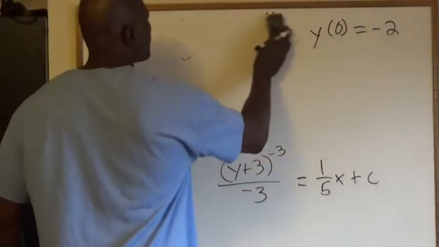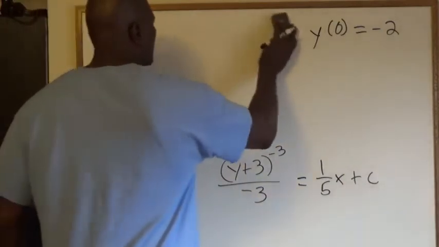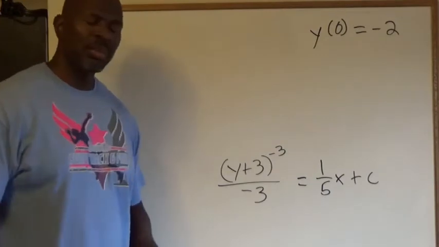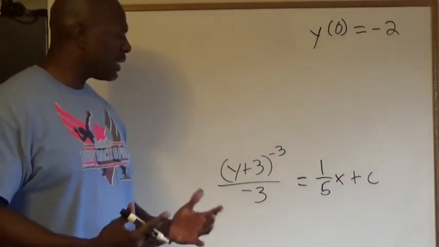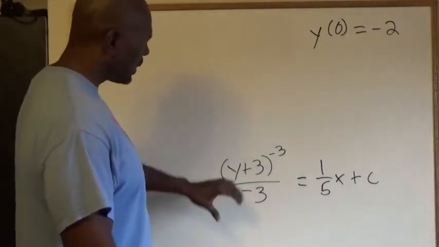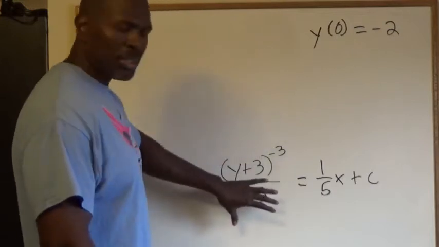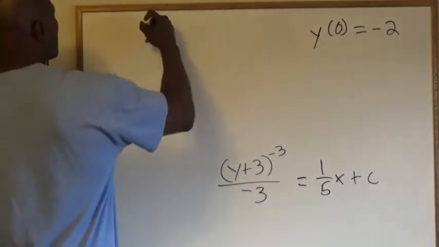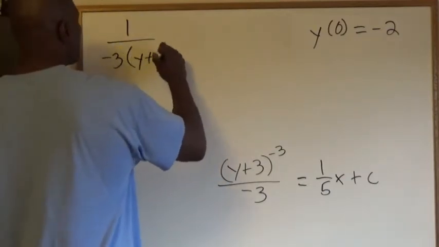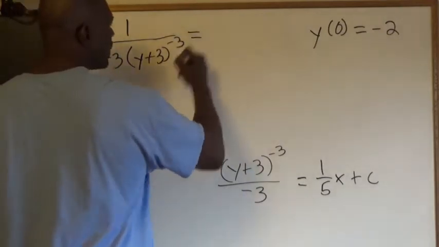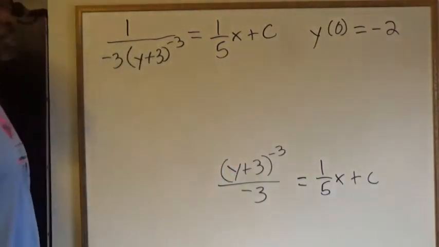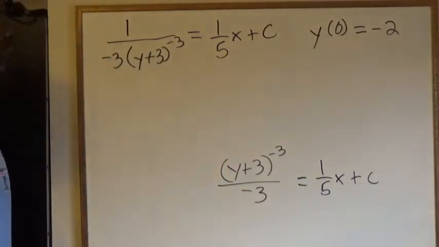I would say, however, prior to solving for C, if I got something raised to a negative power, I like to move it and put it to a positive power because it's easier to evaluate. So before I solve for C, this y plus 3 to the negative 3rd, I'm just going to move it down here. So that would make this 1 over negative 3 times y plus 3 to the 3rd, and that equals 1 over 5x plus C. Now I'm just going to utilize the initial condition to solve for C.